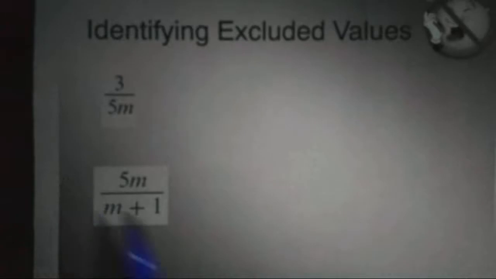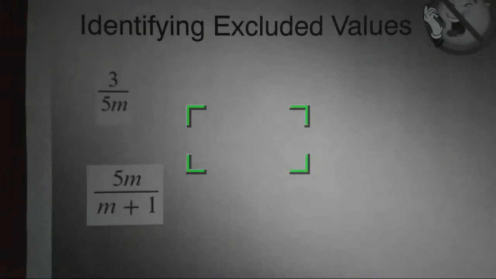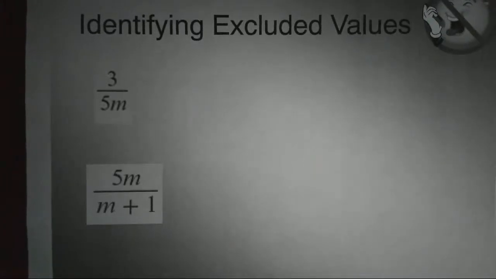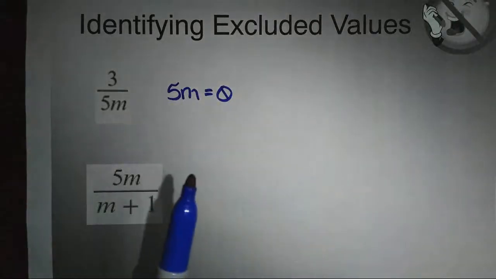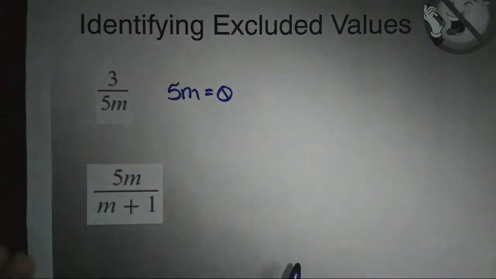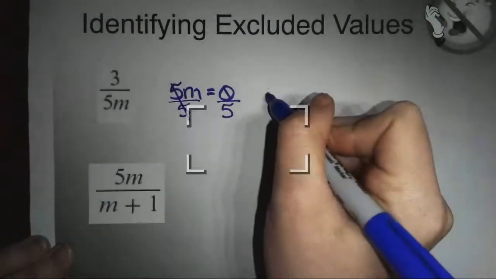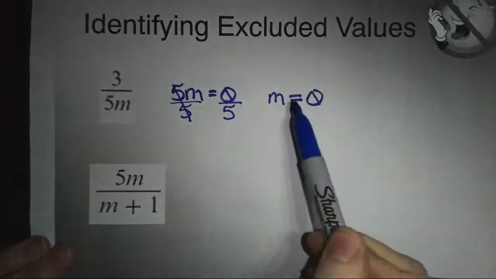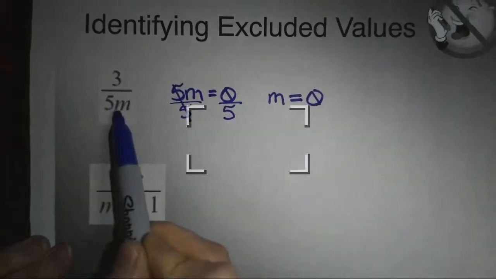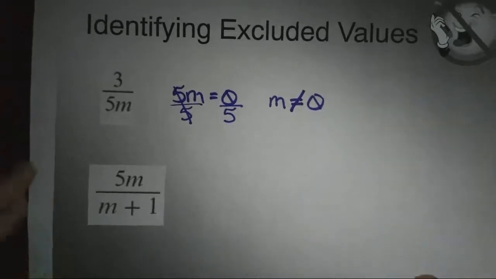Now, in our examples here, we want to identify our excluded values. Our first example is 3 over 5m, and we want to know what it would take for m to make our denominator 0. To figure that out, we set our denominator, which is 5m, equal to 0, and then solve for m. Whatever value of m gets us 0 is going to be our excluded value. So to solve this equation, I divide both sides by 5. Those cancel. On the left side, I'm left with m, and 0 divided by 5 is 0. This tells me that if I plug 0 in for m, then my denominator will be 0. 5 times 0 is 0. So m cannot equal 0. That would be my excluded value.